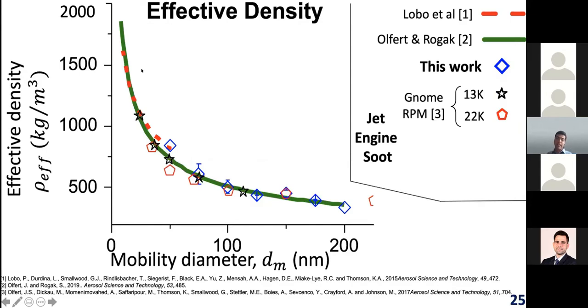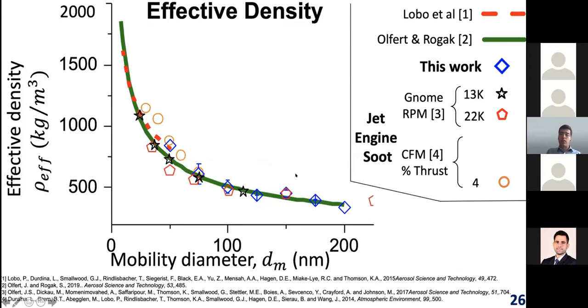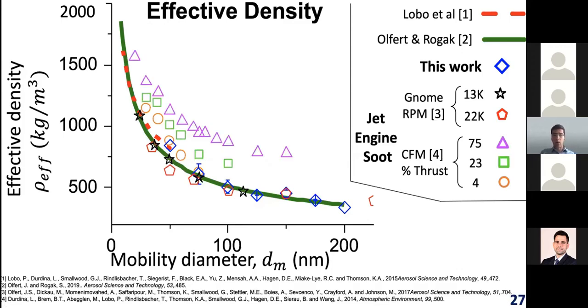We also compared it with effective density of soot emitted from a turboshaft engine at two different operating conditions, one low rotational speed and another high rotational speed, as well as soot emitted from a turbofan engine at low, medium, and high thrust levels. And the data agrees well with the turbofan engine at low and medium thrust level, but the data at high thrust level starts to deviate from the samples, and we think that could be due to oxidation-induced fragmentation of particles, but this needs further investigation.